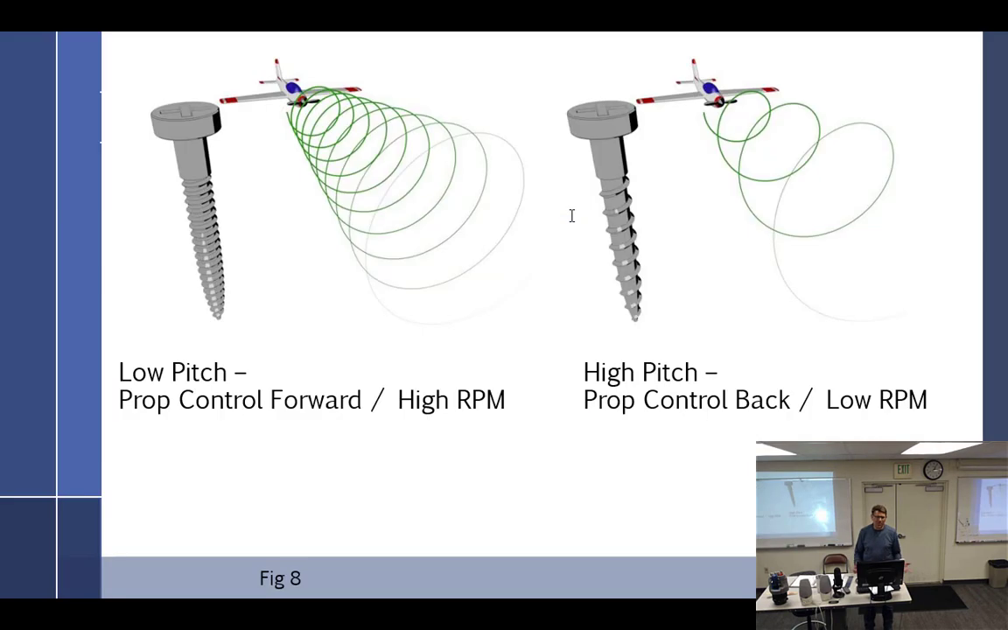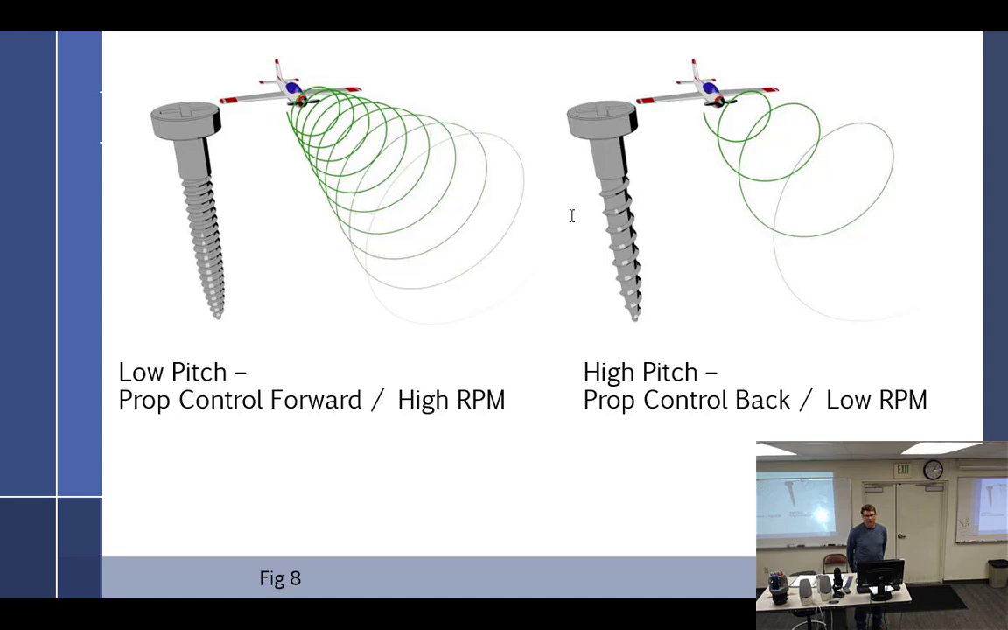All right, so pitch is the distance that it will move forward. We have the geometric and the effective. Now you have to keep this in mind: pitch is used synonymously with blade angle, and blade angle is used synonymously with pitch. That's not technically accurate, but if you're going to talk the lingo in this business, you better get used to it because that's just the way it is.